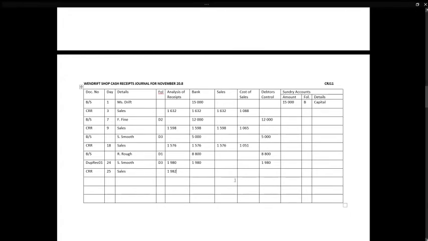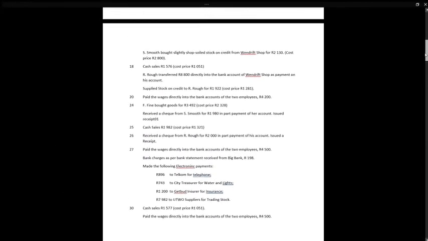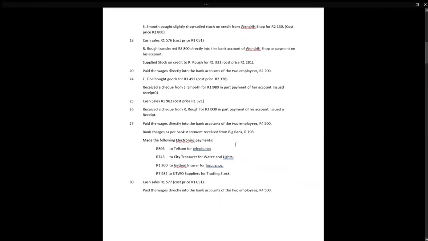1,982 Rand. It will reflect in my bank at the end of the day. And the reason that I received this money is because I had sales. To make money, I need to spend money. I had cost of sales as well, 1,321 Rand.